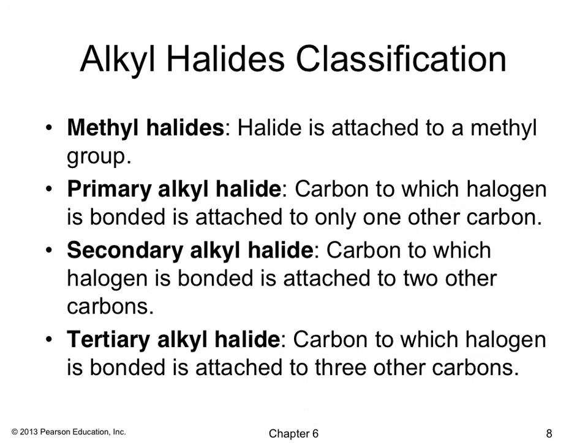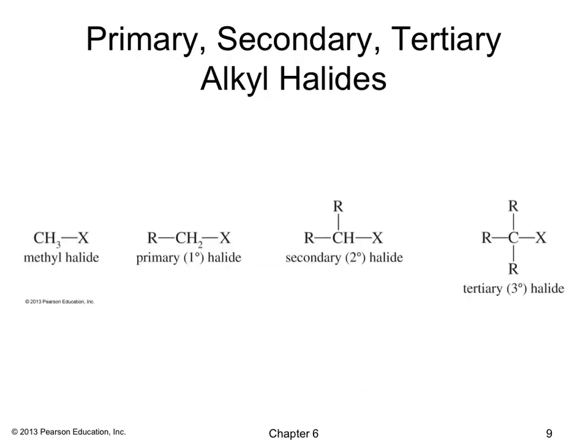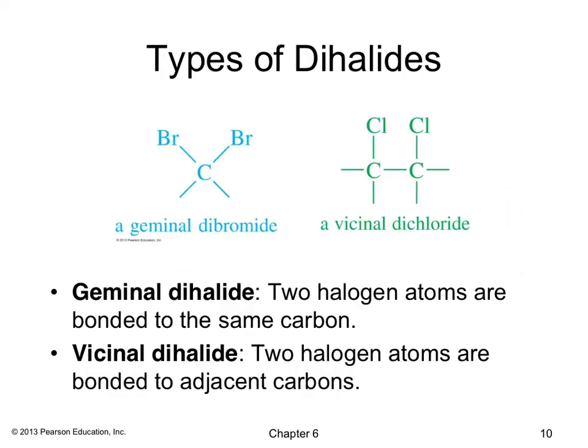So methyl halides are halides attached to a methyl group. Then there's primary alkyl halide, where the carbon to which the halogen is bonded is attached to only one other carbon. Secondary halides are where the carbon to which the halogen is bonded is attached to 2 other carbons. And then tertiary halides are where the carbon to which the halogen is bonded is attached to 3 other carbons. Here are the pictorial examples of what we've talked about: methyl halide, primary, secondary, and tertiary halides.